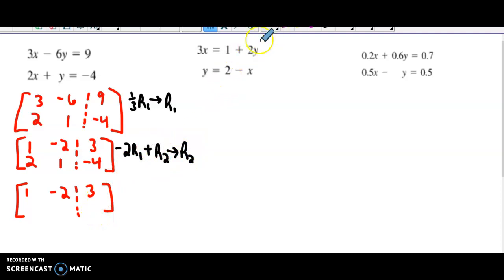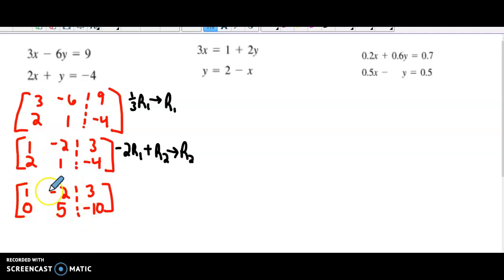So let's do this one at a time. -2 times 1 is -2. -2 plus 2, 0. -2 times -2 is 4. 4 plus 1 is 5. -2 times 3 is -6. -6 plus -4 is -10. Okay? All right, so I got my 1, 0.